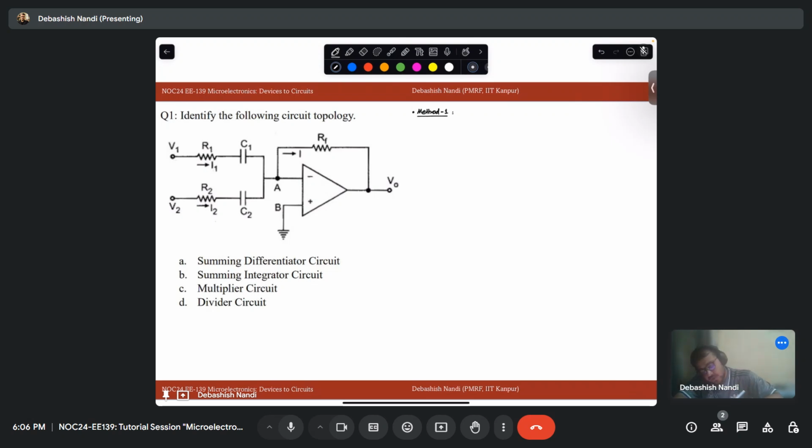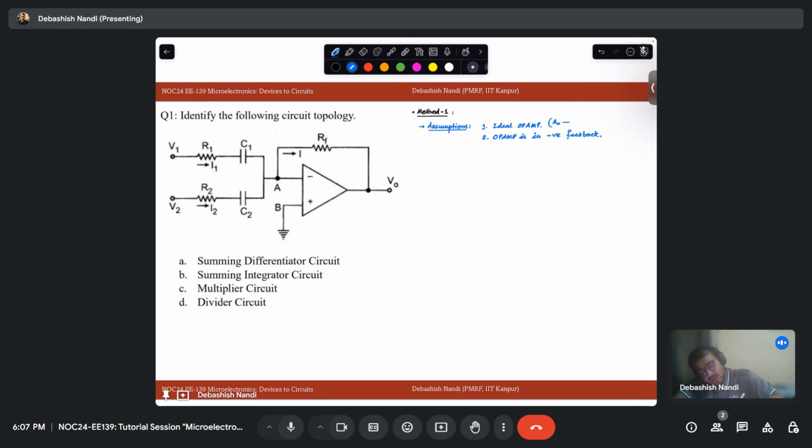What we'll do is write the transfer function, try to find out the transfer function in the Laplace domain. So what are the assumptions we'll make? The assumptions are that it is an ideal OPAMP, and secondly, as you can see, the OPAMP is in negative feedback. So what do you mean by ideal OPAMP?